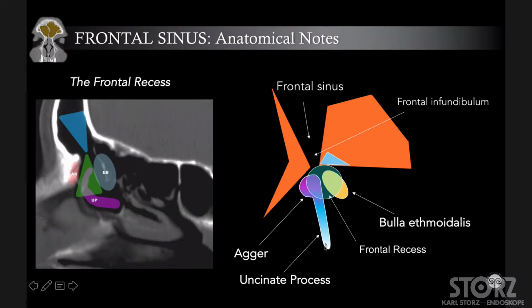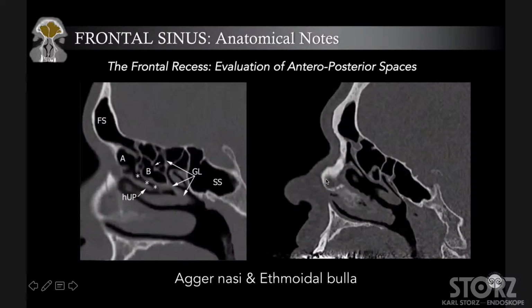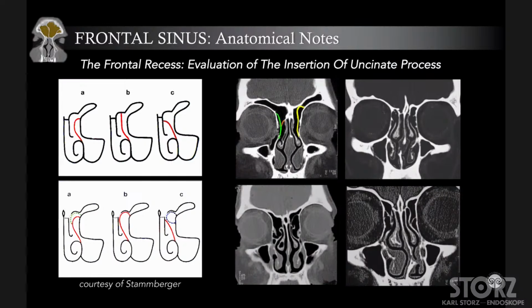Agger nasi cell and uncinate process at that level, and just below bulla ethmoidalis. So you have exactly to understand on the CT scan the shape of the cranial portion of the uncinate process and where it inserts, and also how big the agger nasi cell is in respect to bulla ethmoidalis, in order to exactly understand the route, the corridor to approach the paranasal sinus of the frontal sinus.